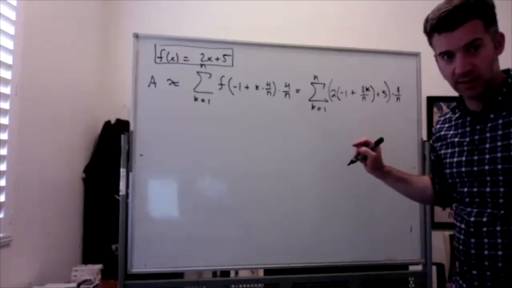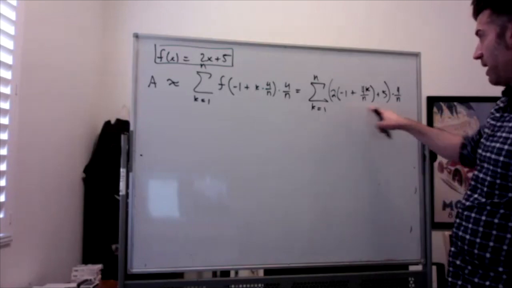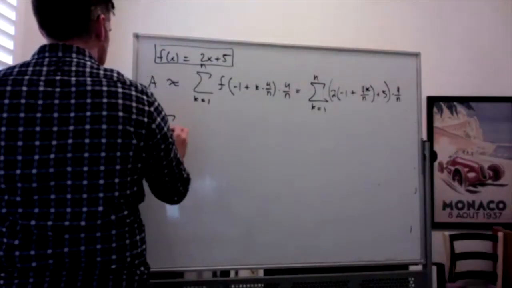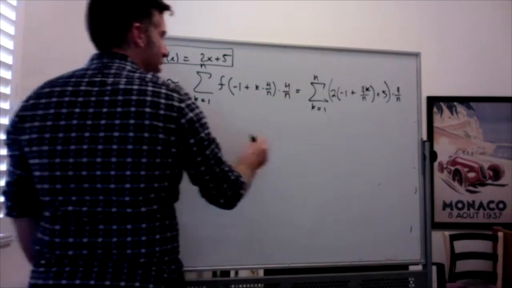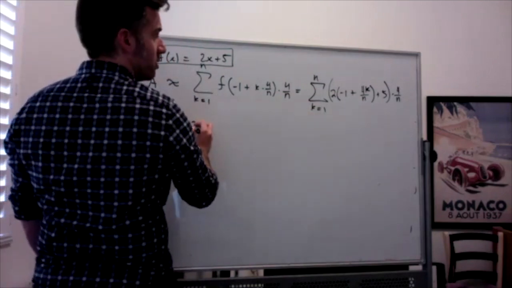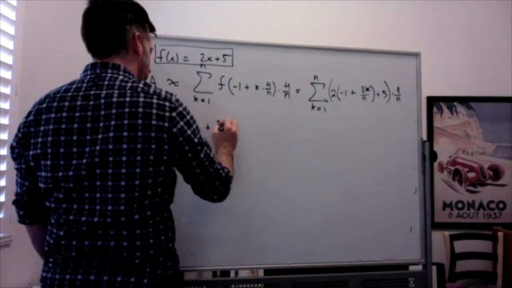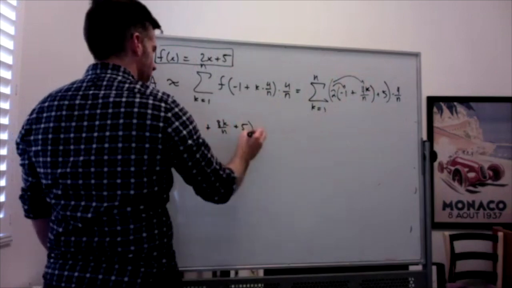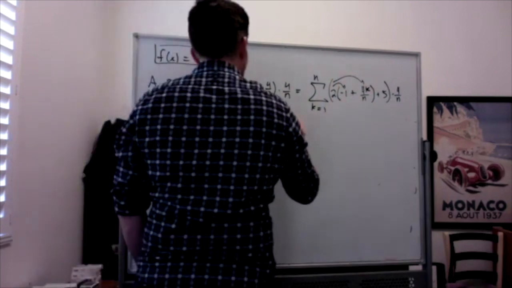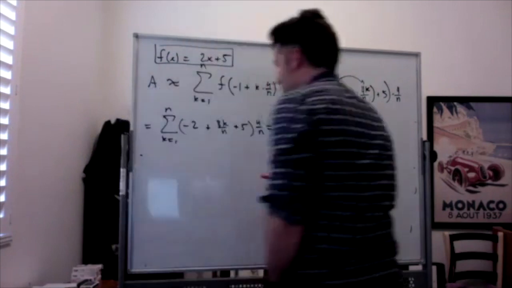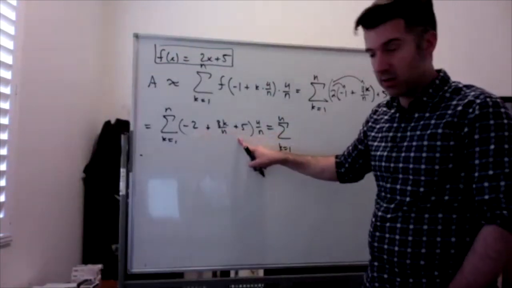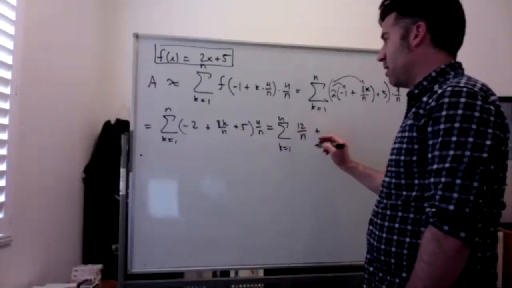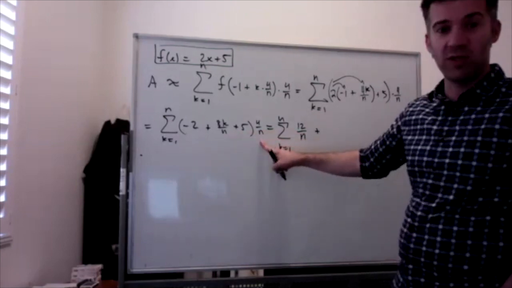Okay, we want to simplify this. What I mean by simplify is we basically want to add stuff together, distribute the 4 over n, and then break it apart. So that's going to be the sum from k equals 1 to n of -2 plus 8k over n, I'm distributing the 2, plus 5, all times 4 over n. And then that's going to be the sum from k equals 1 to n of, -2 plus 5 is 3, and 3 times 4 over n is 12 over n. And then 8k over n times 4 over n is going to be 32k over n squared.